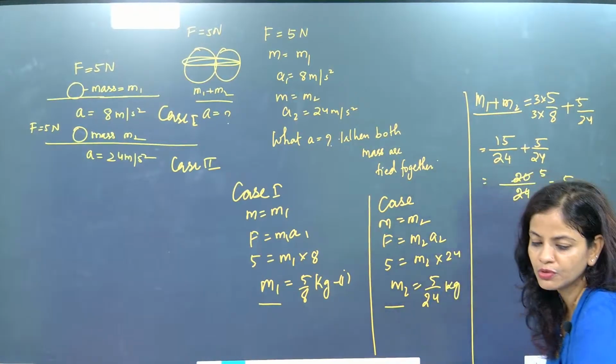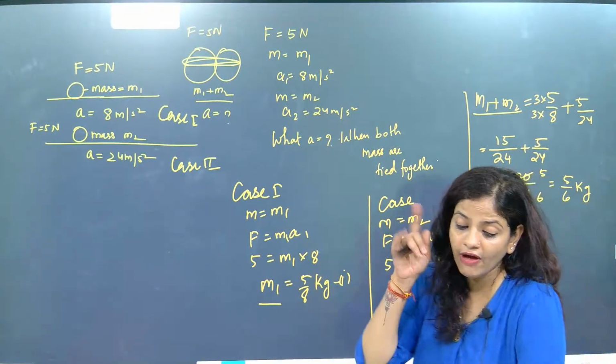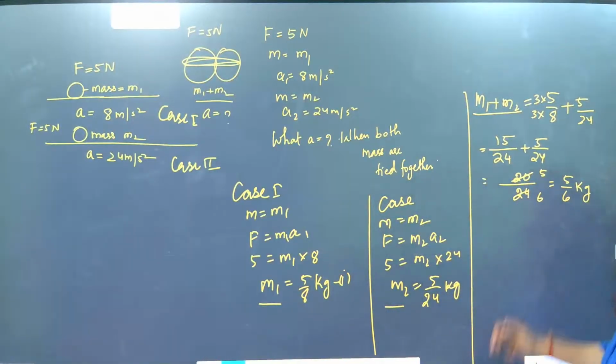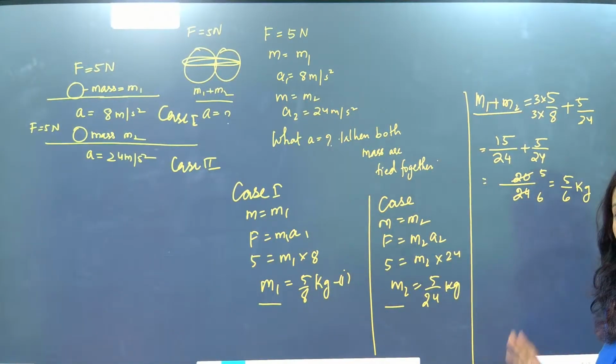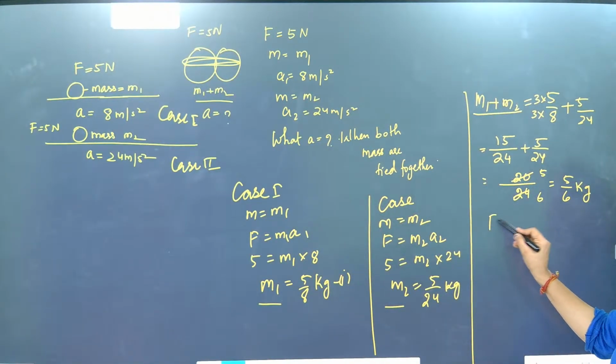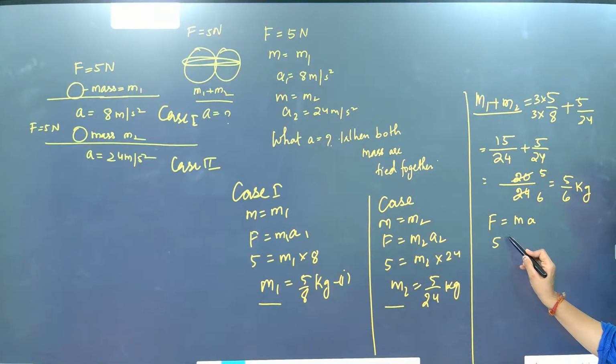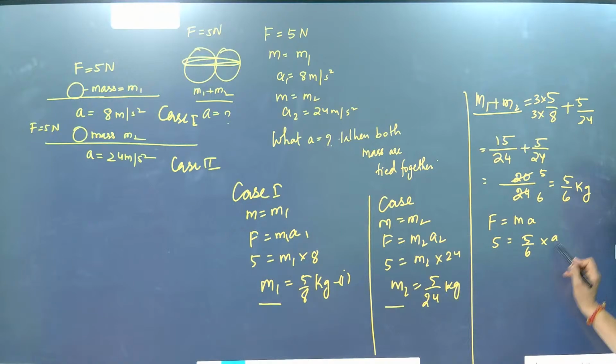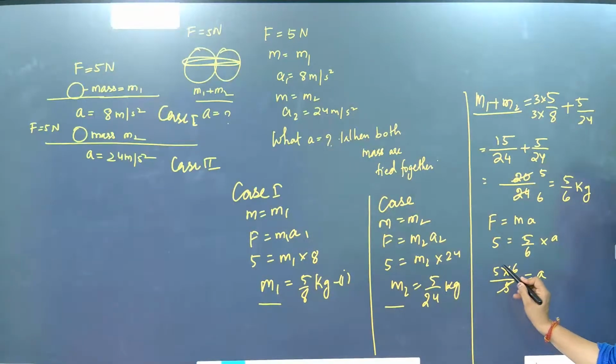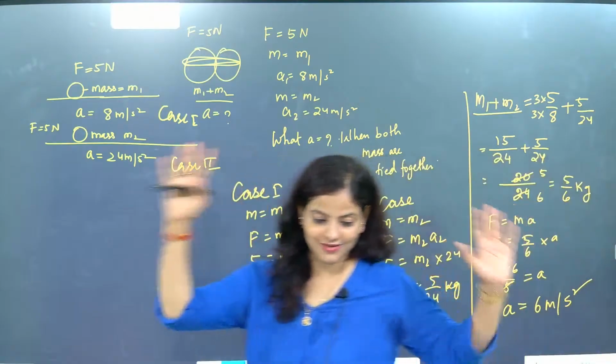After that what you have to do? After that they are telling to find the acceleration. Now, beta, the sum of both the masses we got. Now again we have to apply F is equal to m into a. Force still remains 5. Mass is how much? 5 by 6 into acceleration. See how easily we have solved the question. The final acceleration is 6 meter per second square. I rest my case.